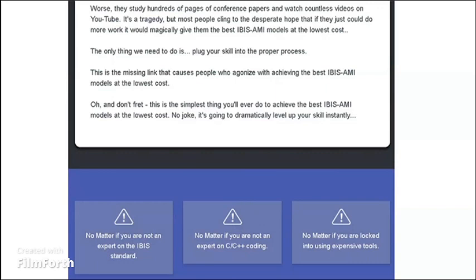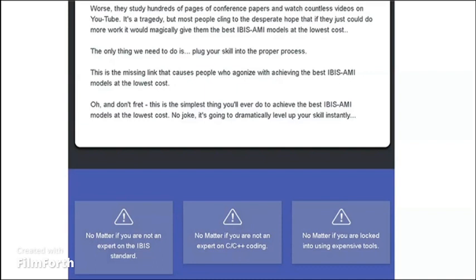It's a tragedy, but most people cling to the desperate hope that if they could just do more work, it would magically give them the best IBIS-AMI models at the lowest cost. The only thing we need to do is plug your skills into the proper process. That's the missing link that causes people to agonize with achieving the best IBIS-AMI models at the lowest cost. And don't fret, this is the simplest thing you'll ever do to achieve the best IBIS-AMI models at the lowest cost. No joke. It's going to dramatically level up your skills instantly.